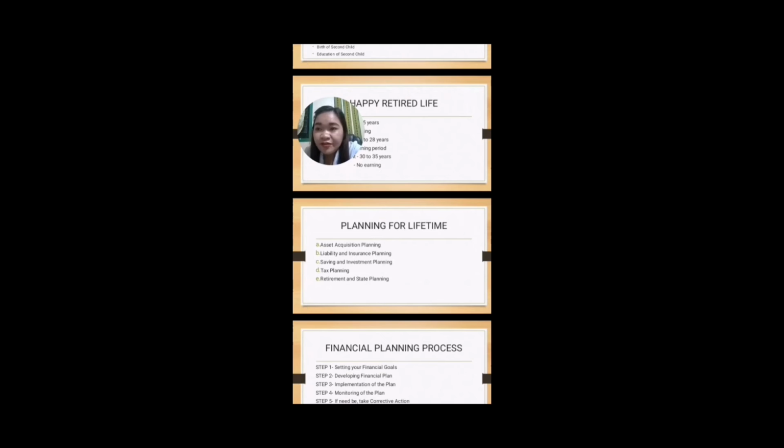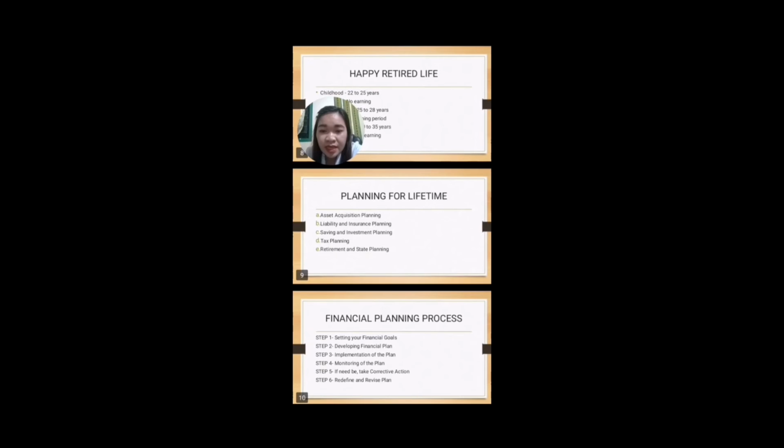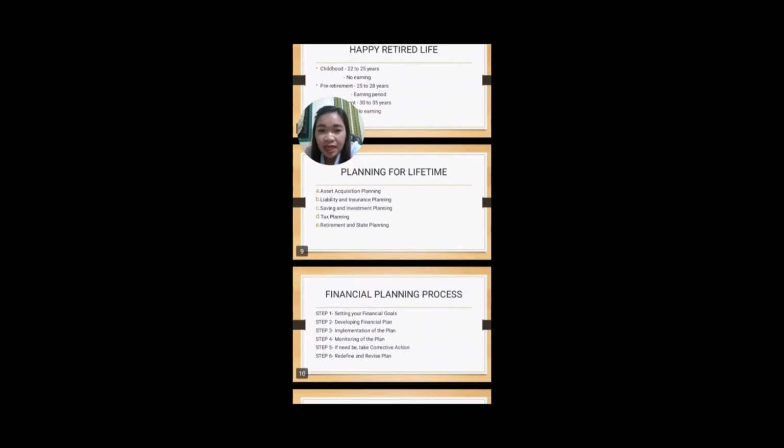Planning for a lifetime has 5 parts. The first is asset acquisition planning. Second, liability and insurance planning. C, saving and investment planning. D, tax planning. And E, retirement and estate planning.